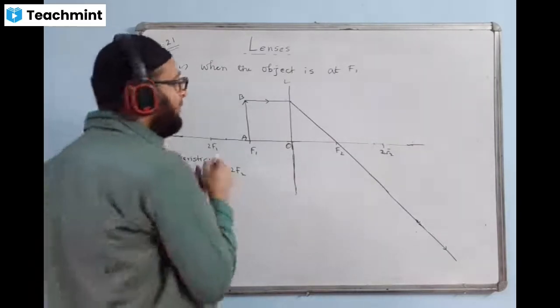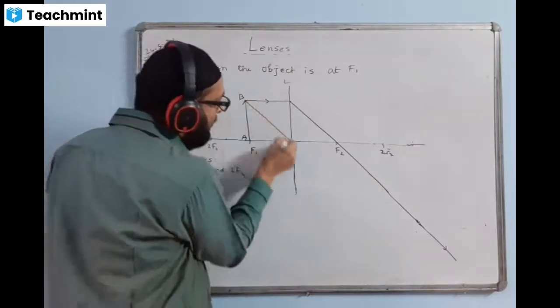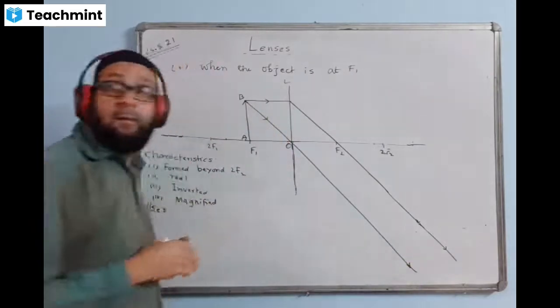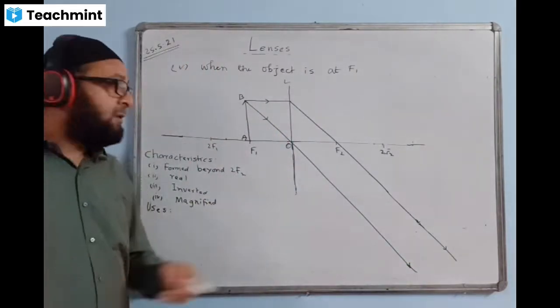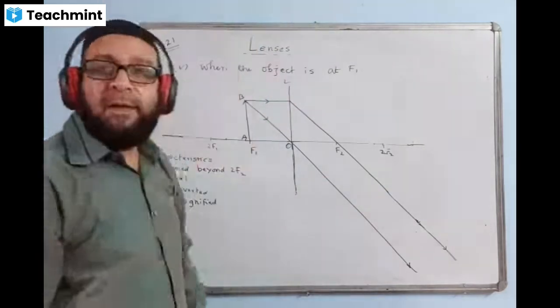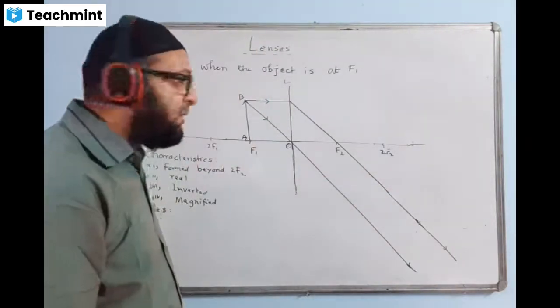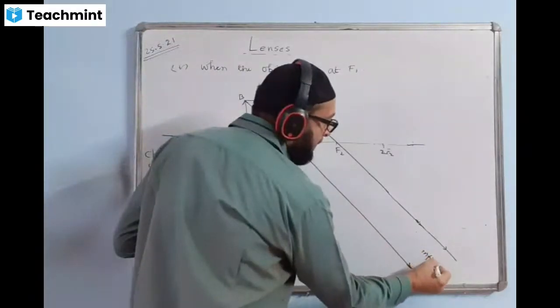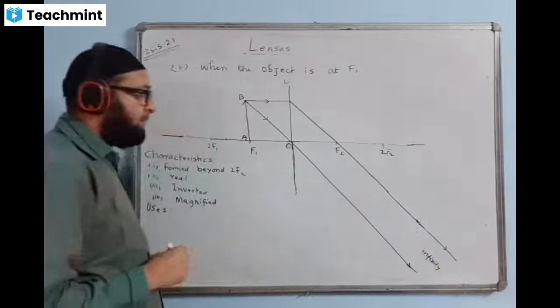The first ray I have already drawn. The second ray will pass through O and will go straight. Then we see that the two rays are parallel. So parallel rays always meet at infinity, because they never actually meet. So that means they meet at infinity. Where is the image formed? We say infinity.